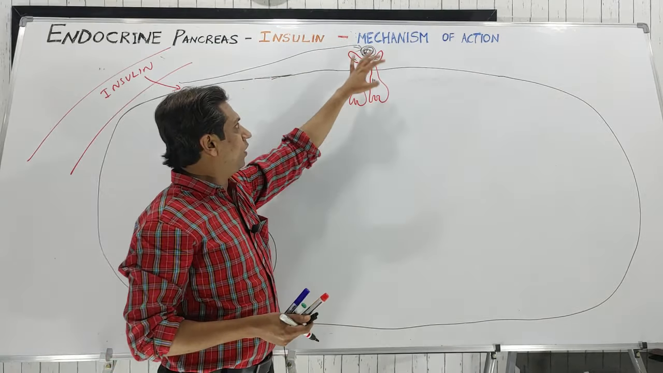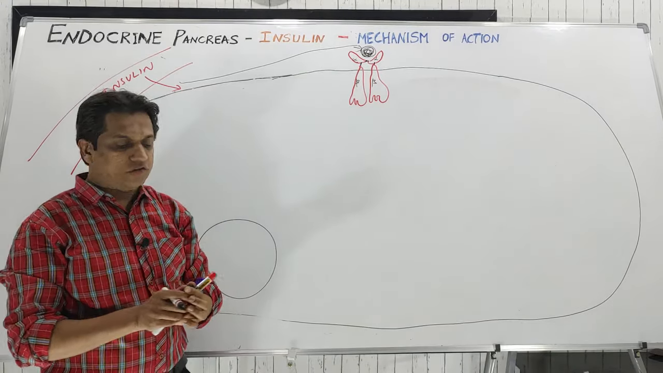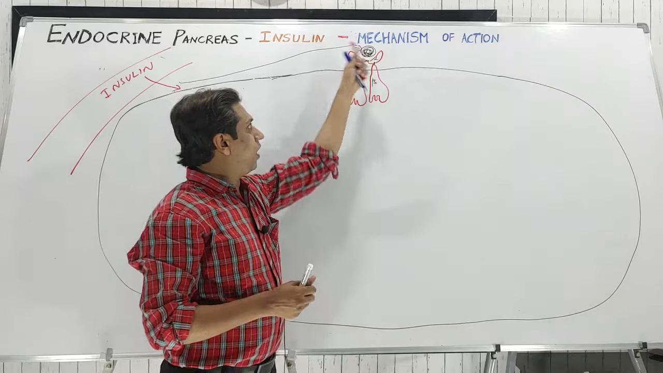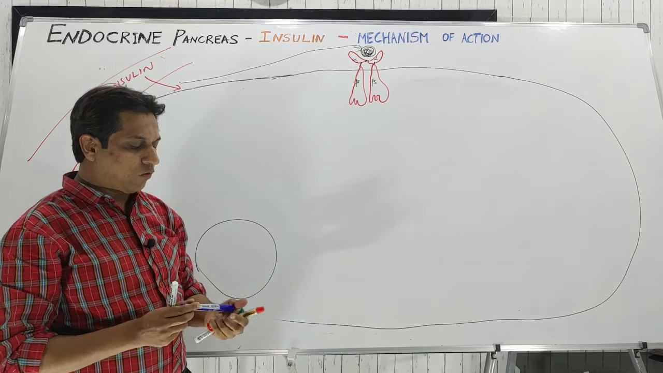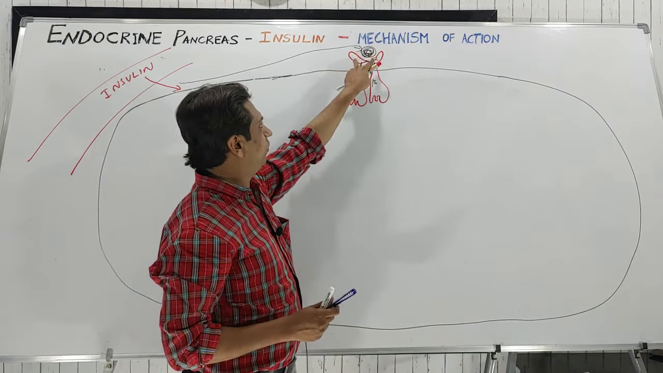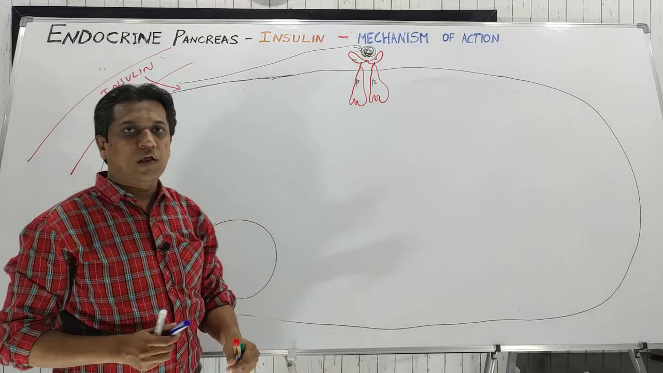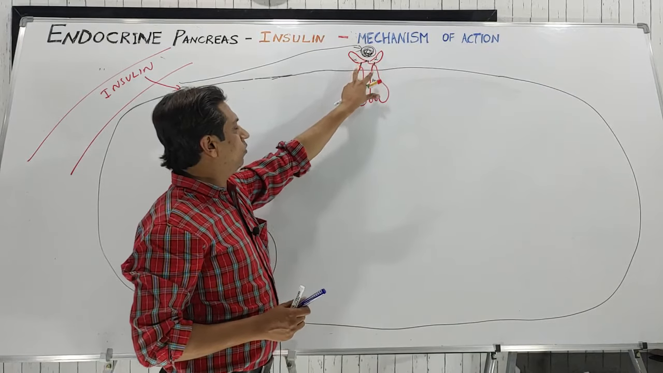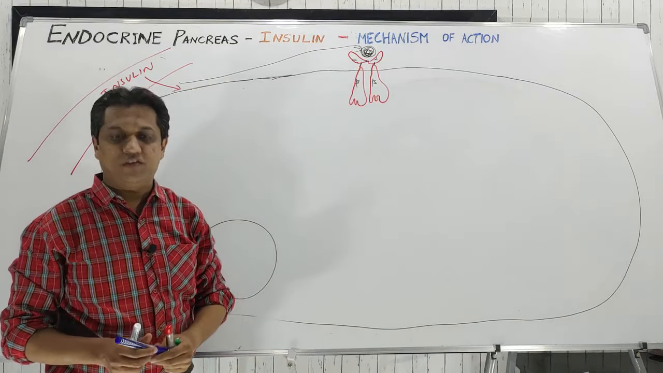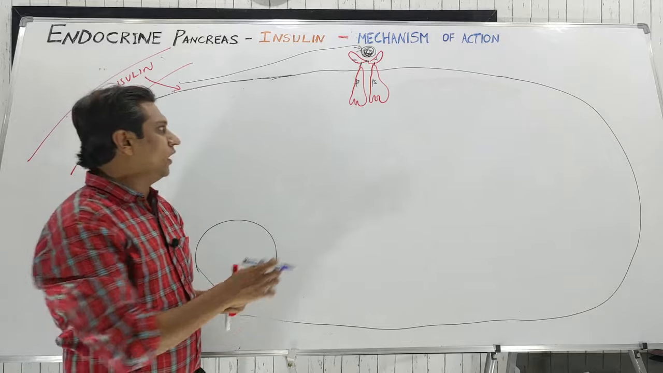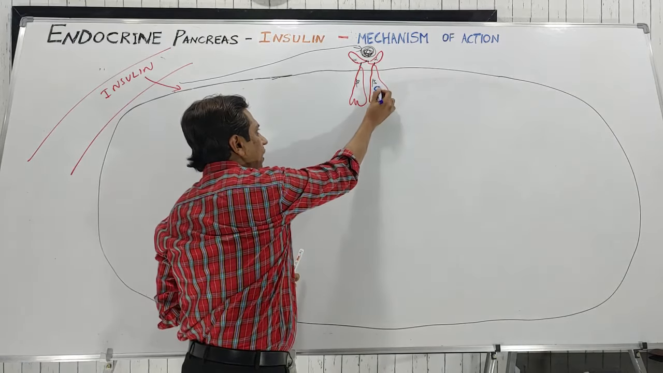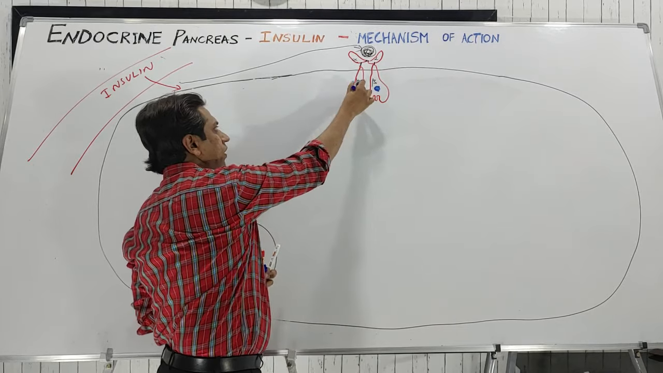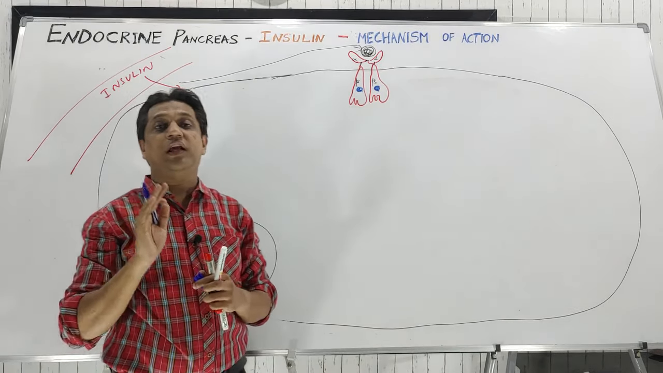Now, once the insulin molecule binds to the insulin receptor, that is the alpha subunits, which are extracellular, some conformational change takes place in the receptor. That change or signal from the alpha subunit goes to the beta subunit of the receptor. In the beta subunit, there is an intrinsic enzyme in the protein itself, known as tyrosine kinase.